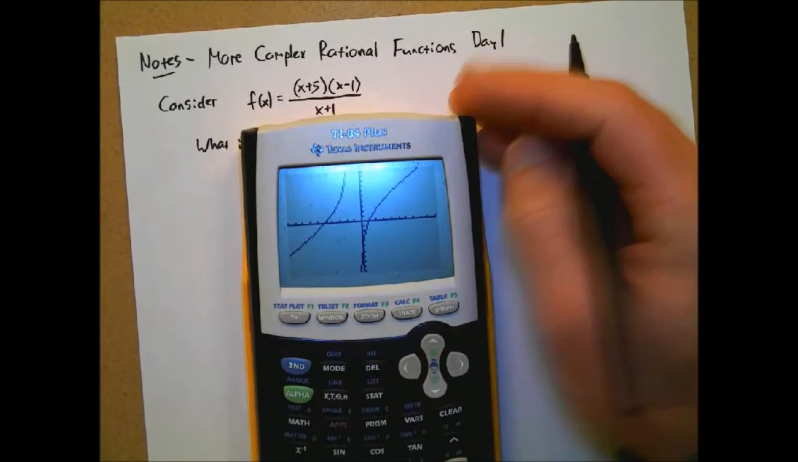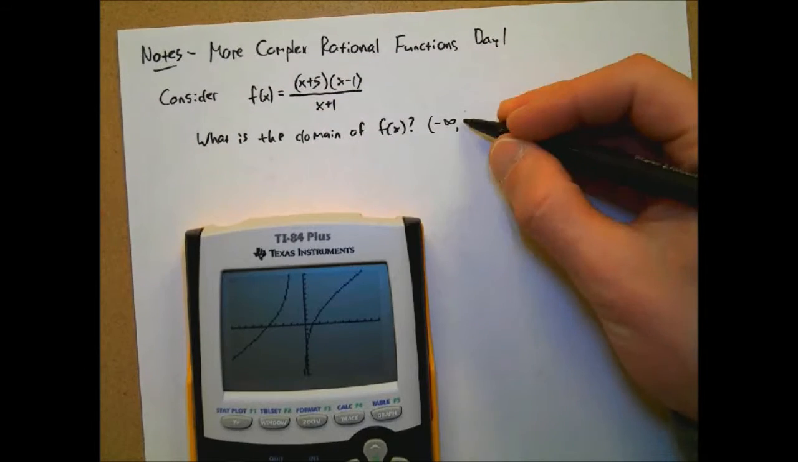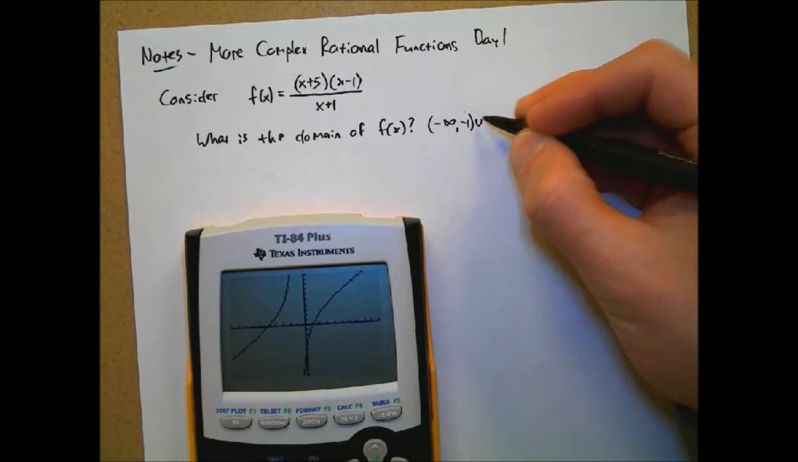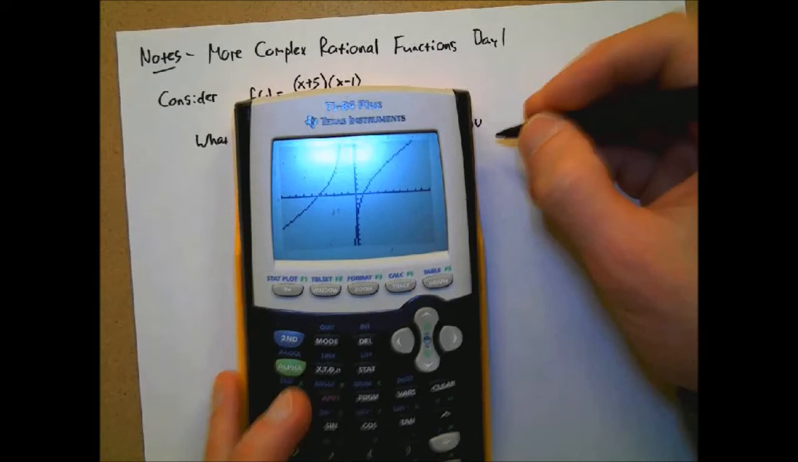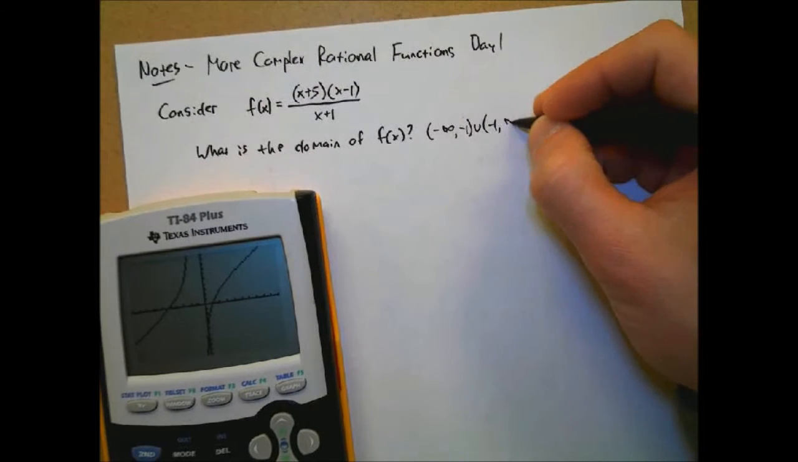So we're going to go from negative infinity to negative 1. And then union, and then we pick right back up after that negative 1, right? We have more graph there, so we'll go then from negative 1 to infinity here.